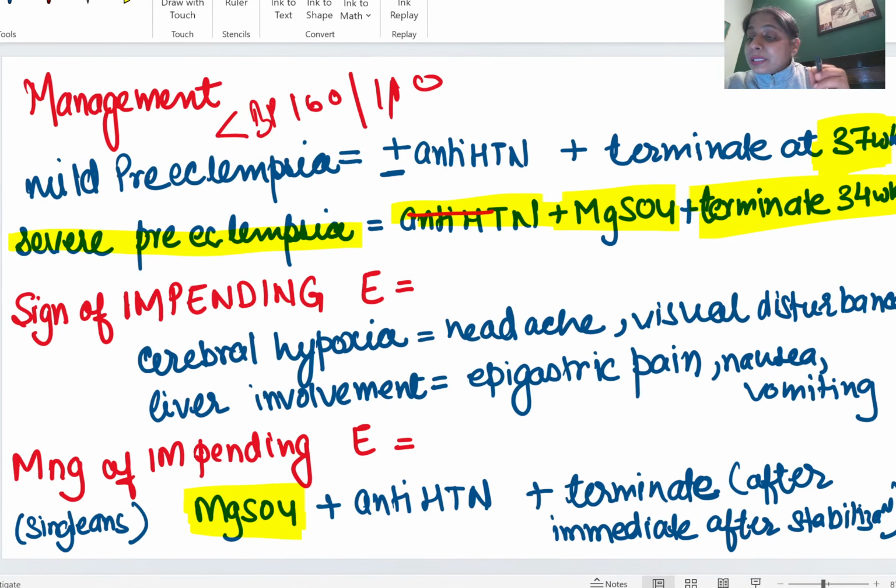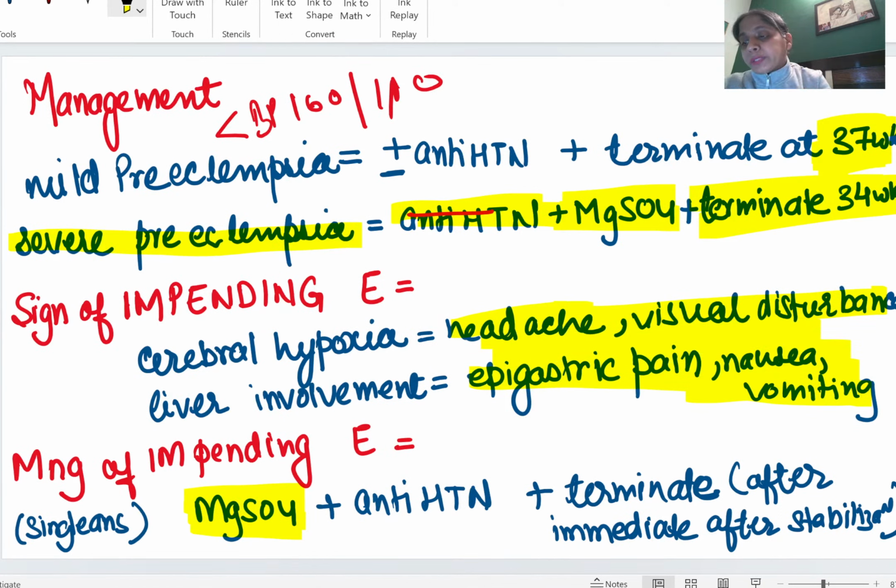Cerebral hypoxia symptoms are there. What are cerebral hypoxia symptoms? If the patient gives you symptoms of cerebral hypoxia: headache and visual disturbances. And what are the signs of liver involvement? If the liver is involved, then again there are chances that cerebral hypoxia will occur, because the liver is involved at a late stage. Epigastric pain, nausea, vomiting. So these are the signs of impending eclampsia.